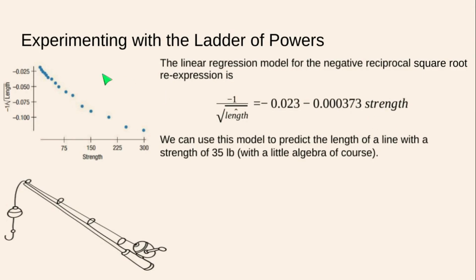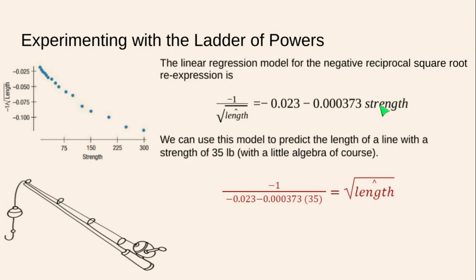But we can fit a regression line to this because these data are much more linear than what we started with. So now we're going to use this model to predict the length of a line with a strength of 35 pounds. And we're going to need to use some algebra. The way we do this is we say, my strength is right here. I'm going to put 35 pounds, substitute that for strength. And if I do that and solve for this square root fellow right here, I would multiply square root of length on both sides and divide both sides by this whole right-hand side.